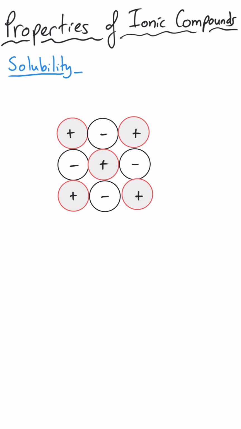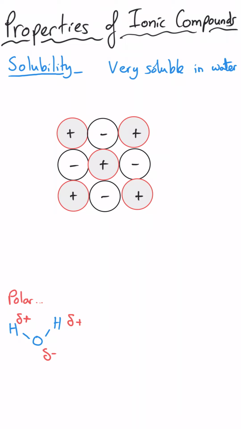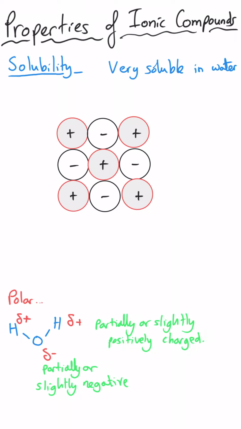Another property is the solubility of an ionic compound. And mostly ionic compounds are very soluble in water. That's because a water molecule is slightly polar. And what that means is that the oxygen is actually not completely neutral. It has a partial negative charge, and the hydrogen atoms are slightly positively charged.